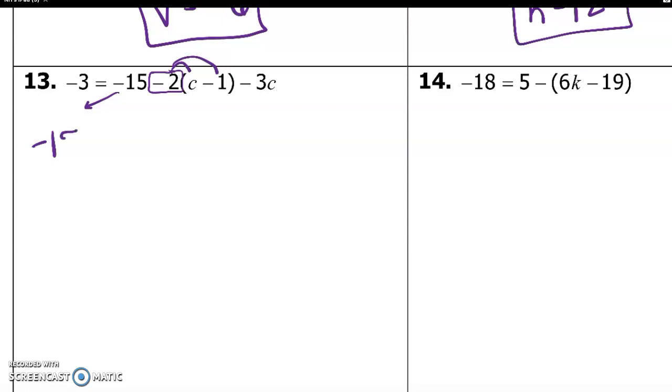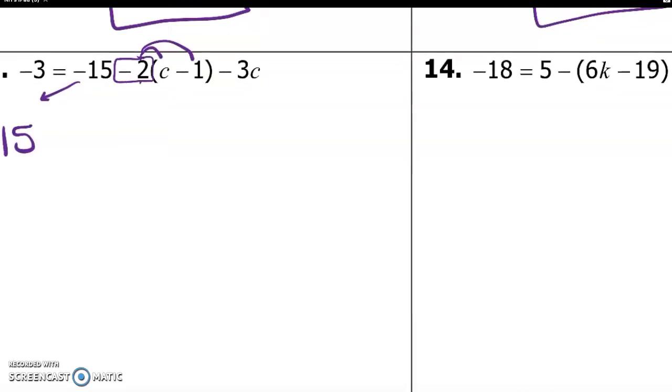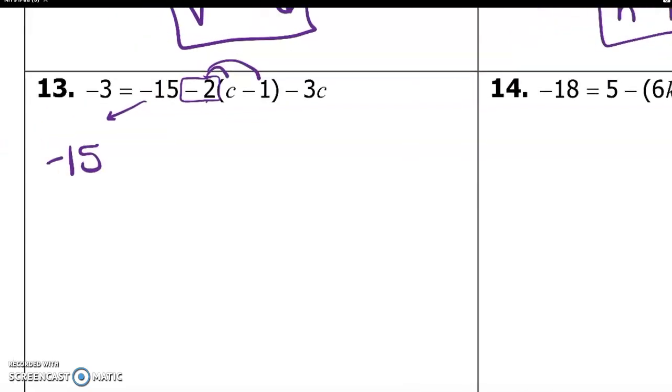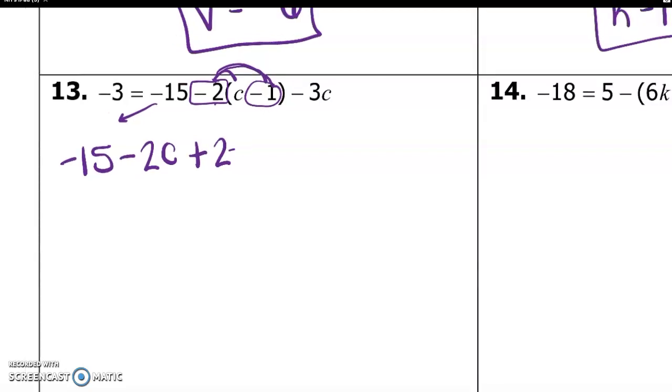Negative 15 comes along. Negative 2 times c would be negative 2c, so minus 2c. Negative 2 times negative 1 would be plus 2, positive 2. And then I still have the minus 3c is equal to negative 3. So make sure you have all of those things written in. You should have 4 things on the left-hand side or right-hand side if you didn't move it.